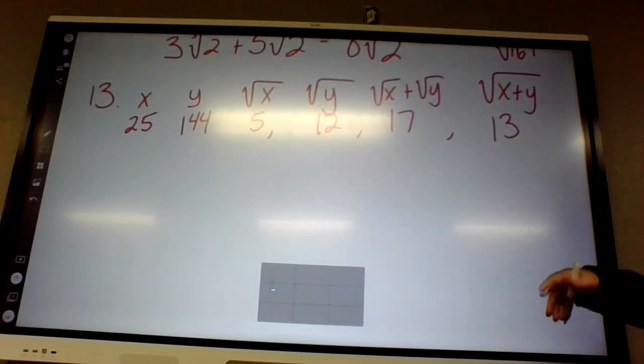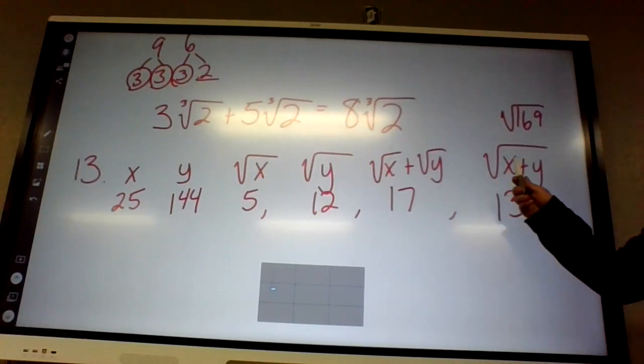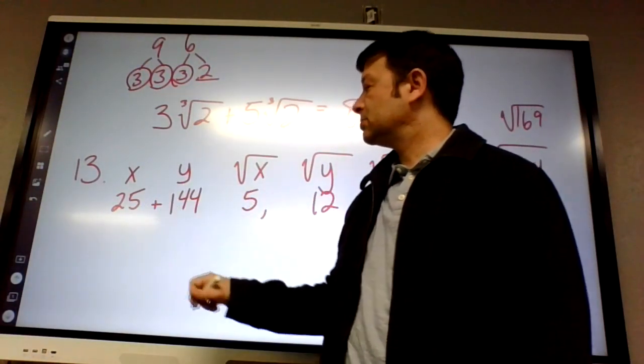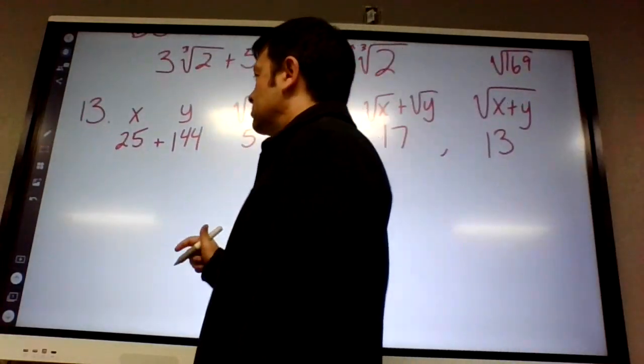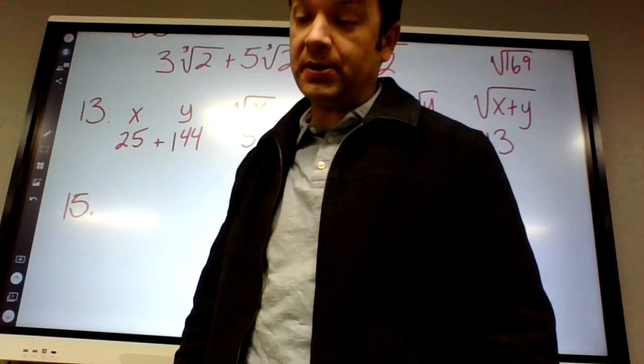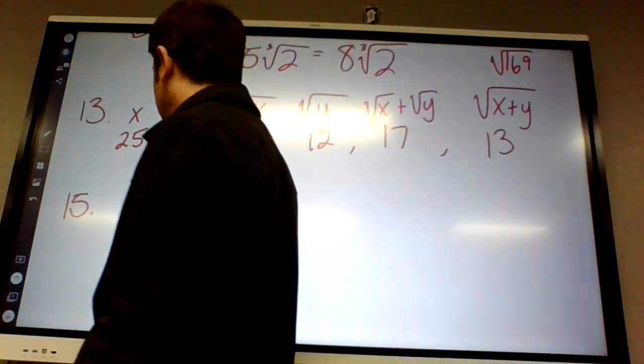Wait, where'd you get the 169? X and Y are these two, so I added these two together. Oh, okay. Alright, 15. It's kind of the same thing but messier.